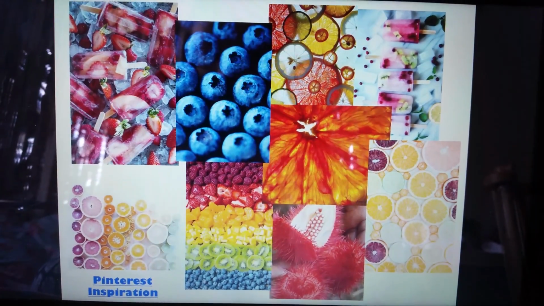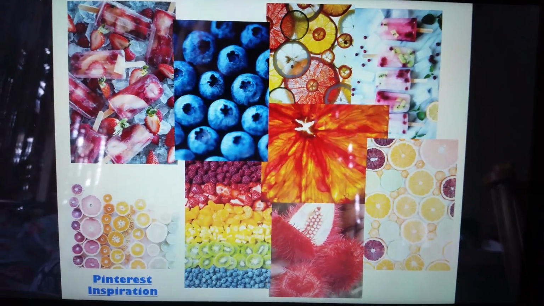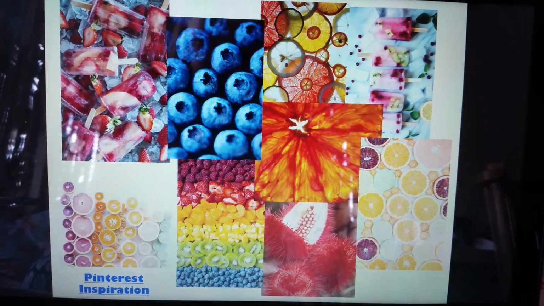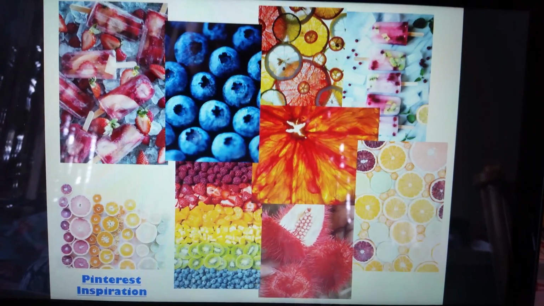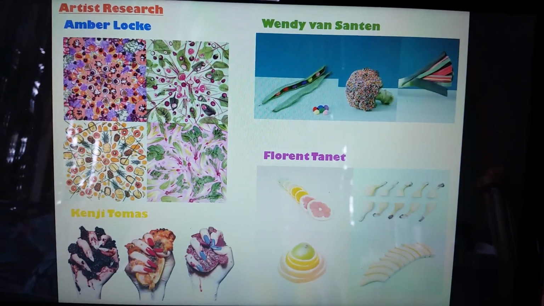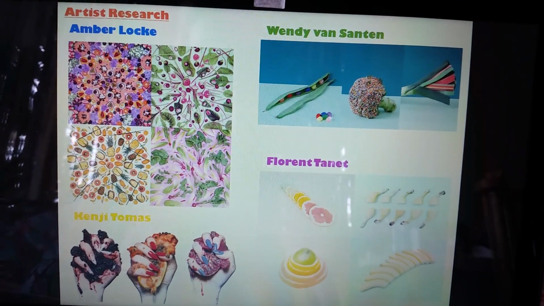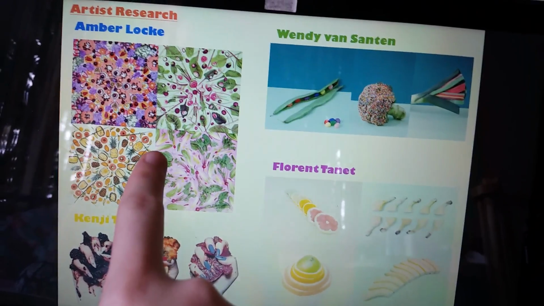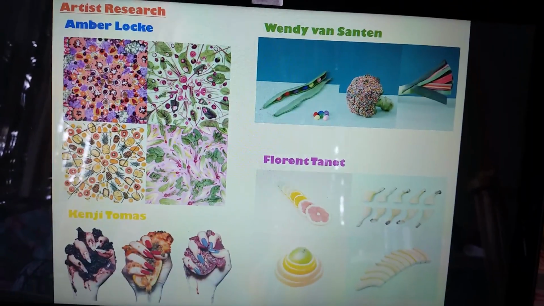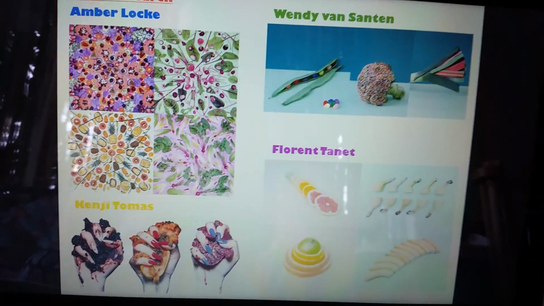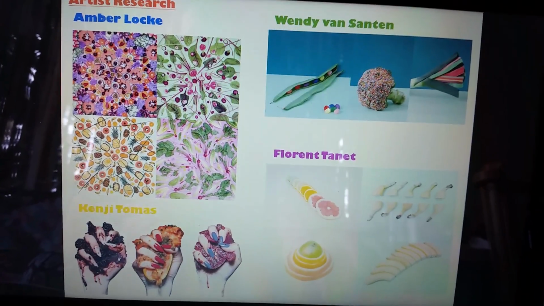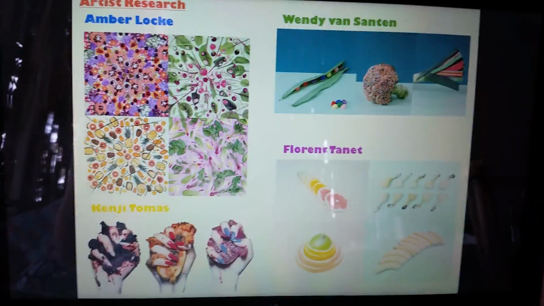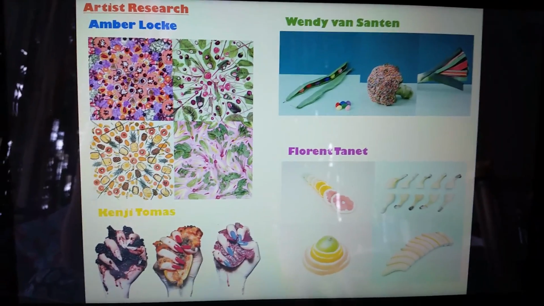So I started off with this Pinterest board, a beautiful Pinterest board, just getting some general ideas together, and the colours and the shape and all that good stuff. These are the artists that I found, really great artists. Amber Locke in particular is very inspiring because she places her fruit down and takes photos, and it's very textile designy, I think, because of the patterns and everything.